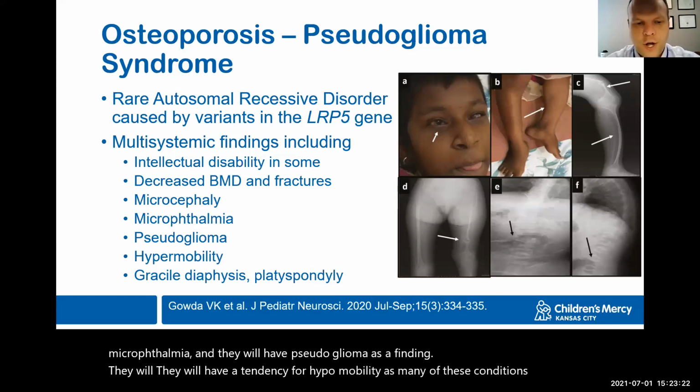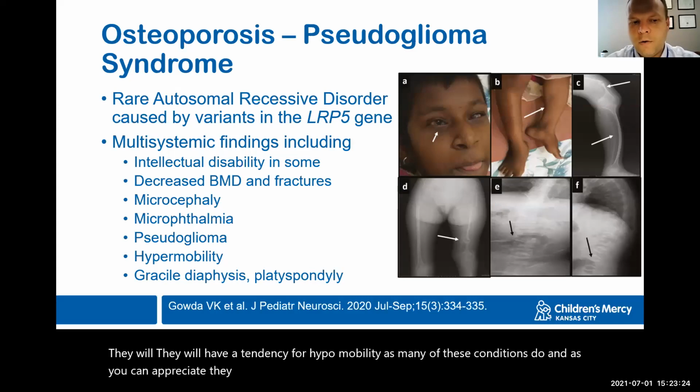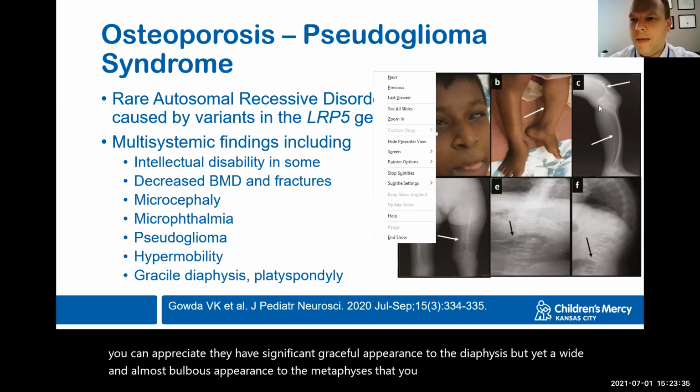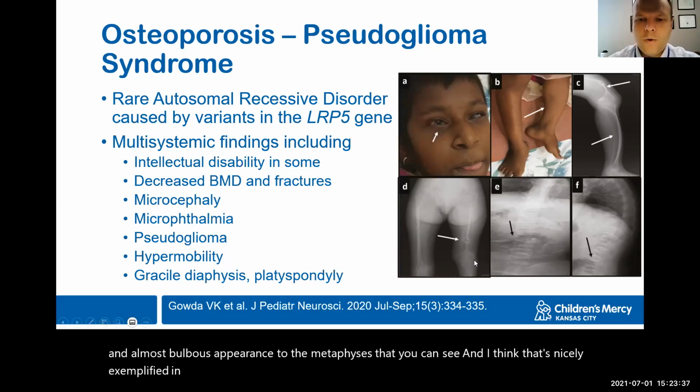And as you can appreciate, they have a significant gracile appearance to the diaphysis, but yet a widened, almost bulbous appearance to the metaphyses that you can see. And I think that's nicely exemplified in panel D, where you can see that gracile diaphysis with that bulbous metaphysis here.